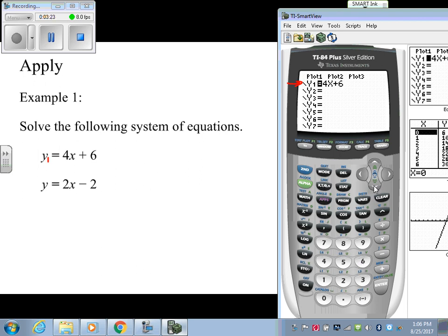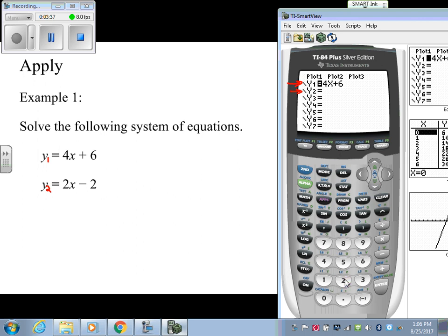I'm going to arrow down now to my y sub 2. And we will use our second equation essentially as our y sub 2. And you don't need to write y sub 2 here, but I'm just trying to match it up to show you that that is going to get typed in right here. The y sub 2, or the y value, is already there.